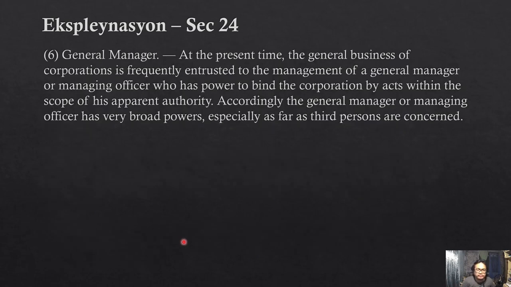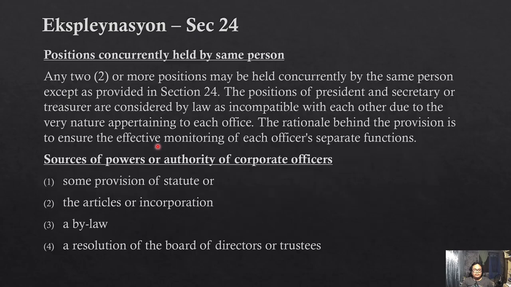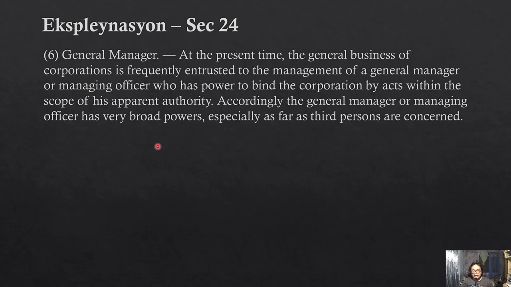And lastly, the general manager. At the present time, the general business of the corporation is frequently entrusted to the management of a general manager, who is really hands-on, or the managing officer who has power to bind the corporation by acts within the scope of his apparent authority. This is one of the exceptions. Accordingly, the general manager or the managing officer has very broad powers, especially as far as third persons are concerned. So those are the officers of the corporation. Now going to Section 25, we mentioned this earlier.